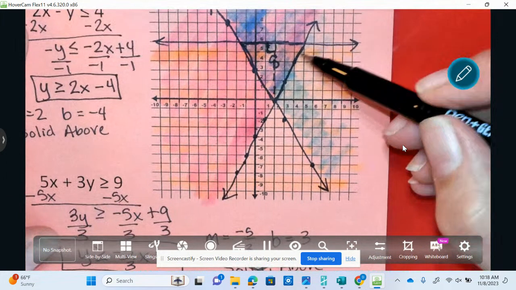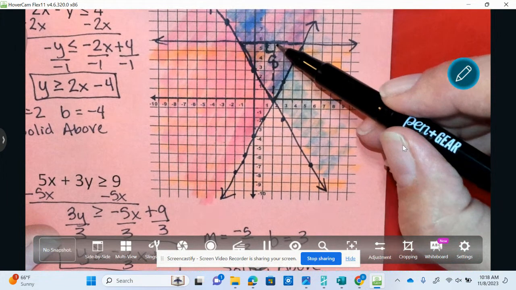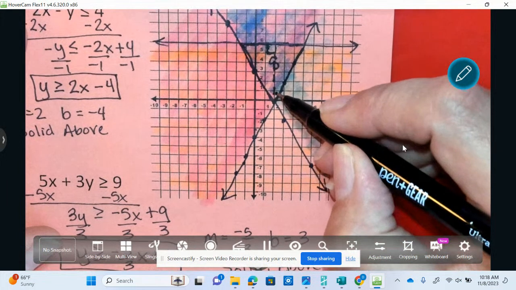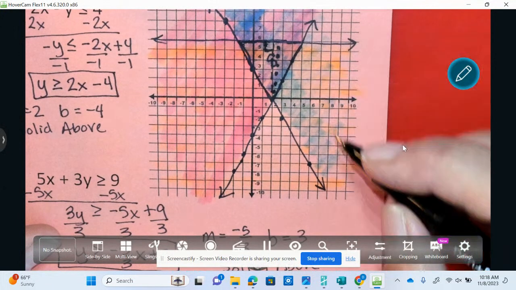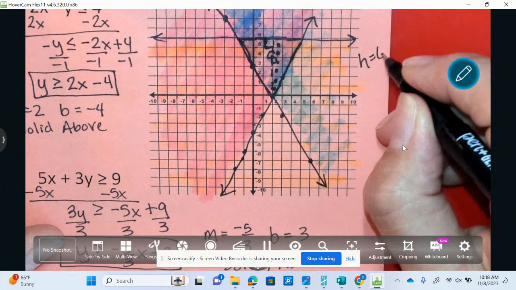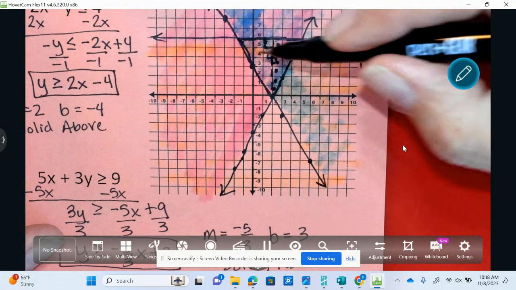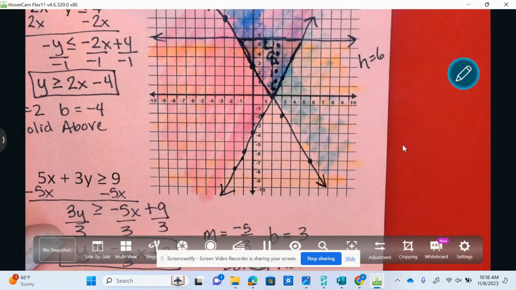And I'm just talking about this shape. So I have to figure out how high it is from here to here. 1, 2, 3, 4, 5, 6. So my height is 6. My base is this measurement going across this way. What is my base measurement? It's 7.